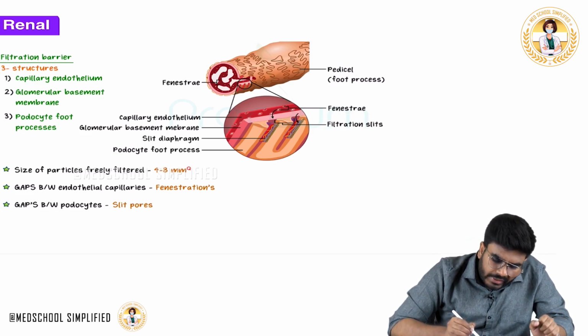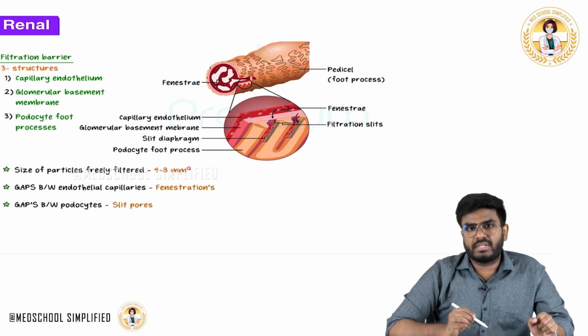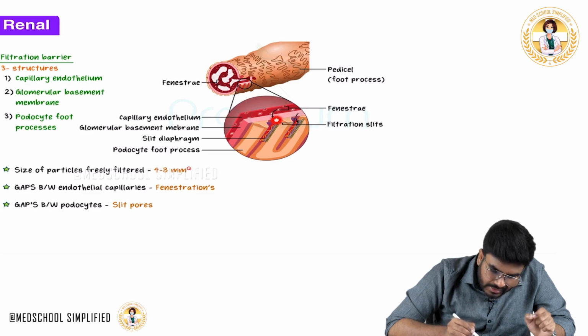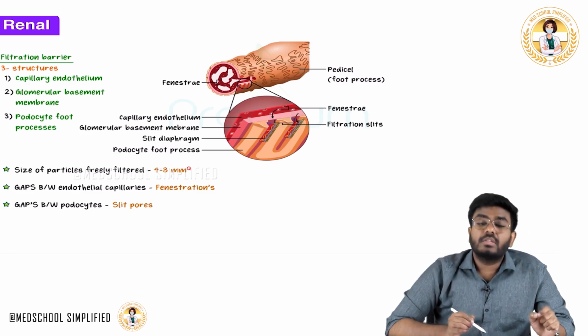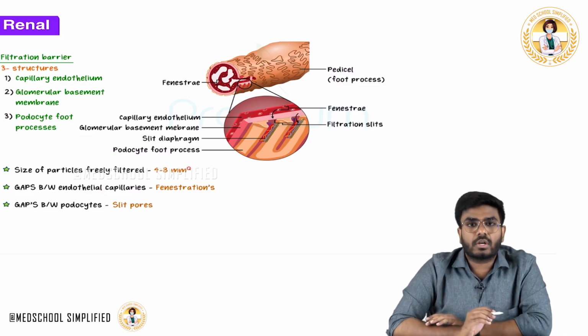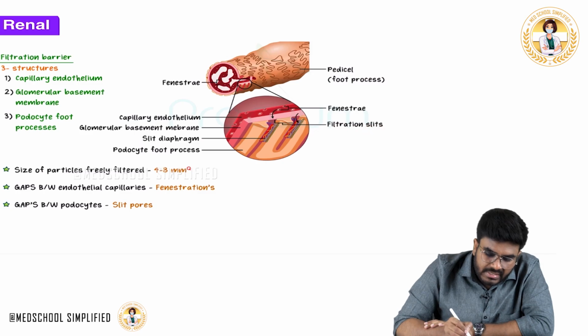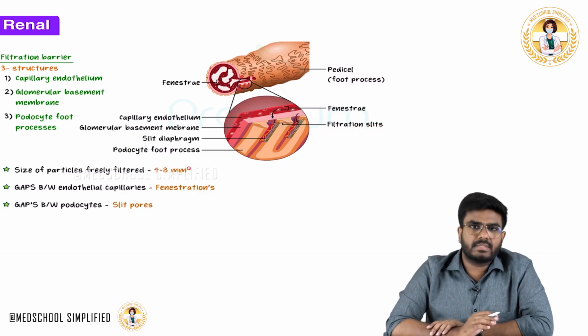Now down to it, which cells are there? There are the podocytes. Even between the podocytes there are spaces and gaps. See here, there is a gap between podocytes. These gaps which are present between the podocytes are called slit pores. So filtration slits or slit pores are the gaps between the podocytes.